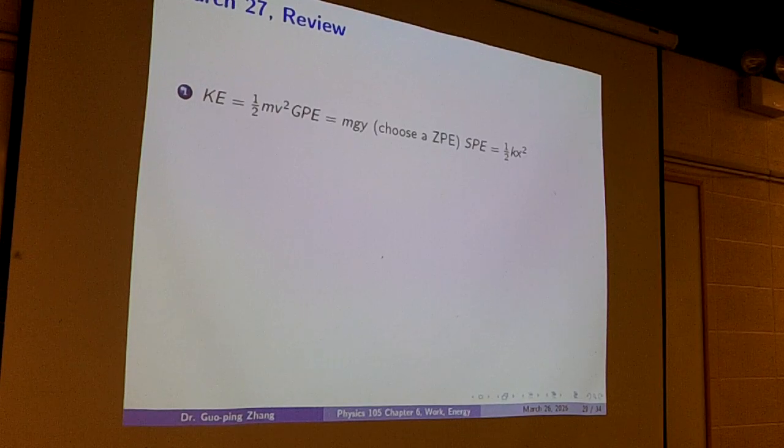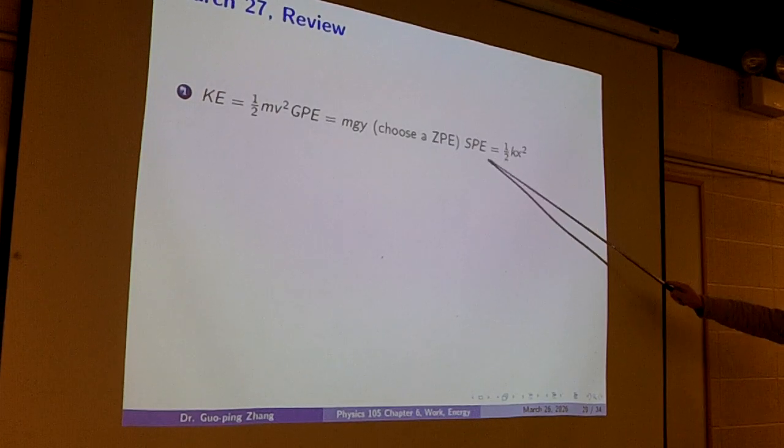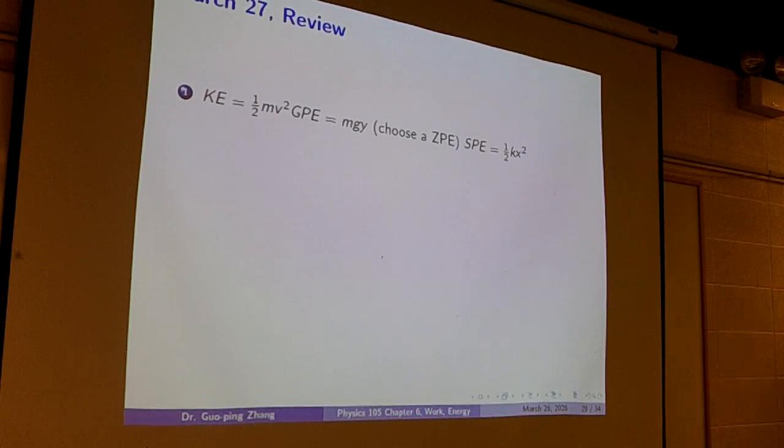The next equation is the spring potential energy, just 1/2 kx squared. There is no need to choose a zero potential energy point because x equals 0, so you automatically get a 0 here. So this is equation number 3.